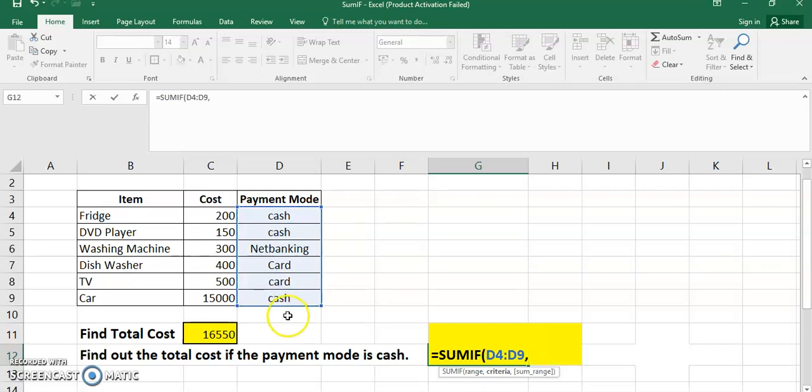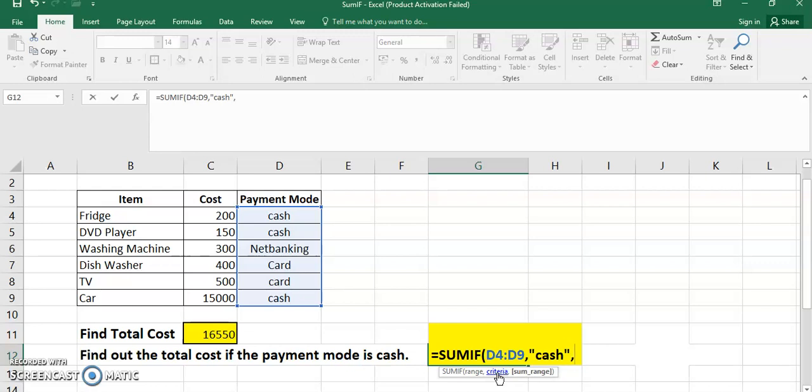Then the second argument is called criteria. So the criteria is that we want to add the cost where the payment mode is cash. We want to add all the cost. So the criteria is cash. If the criteria or condition is a textual value, then there is no need to write an equal to sign. We can simply write cash in double quotation marks.